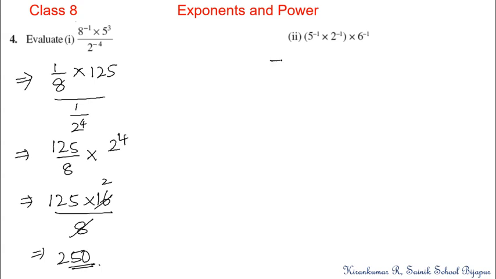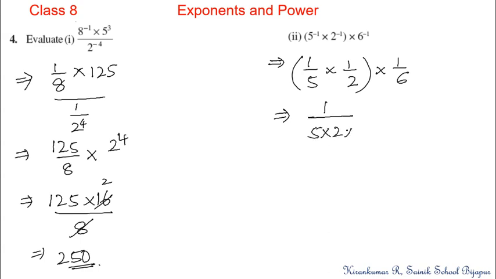Second sub question. This can be written as 1 upon 5 into 1 upon 2 multiplied with 1 upon 6. So it's a direct multiplication. All the numerators are multiplied, and the denominators are multiplied. When denominators are multiplied, we get 60. So the result is 1 upon 60.